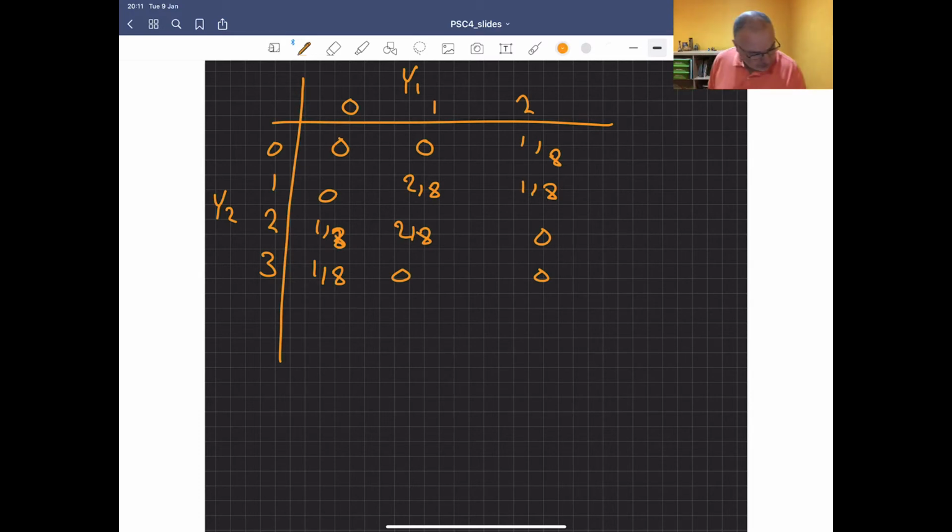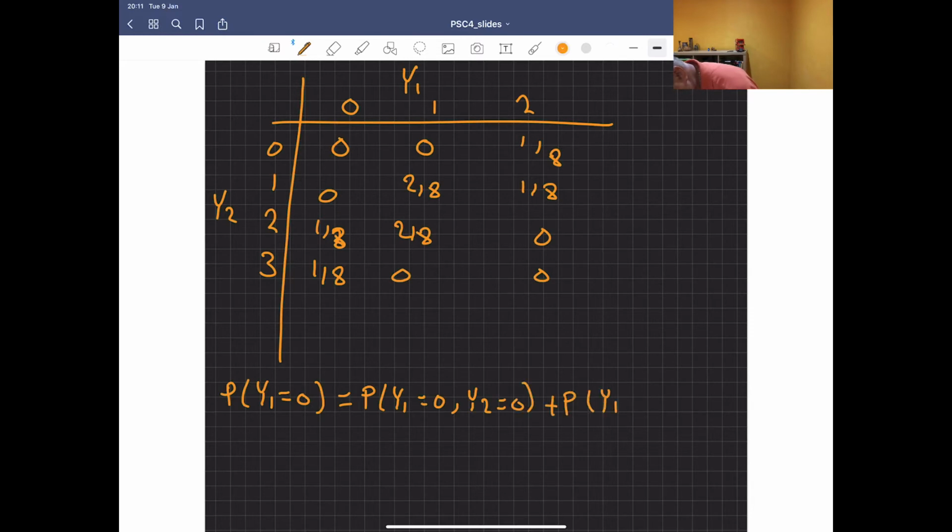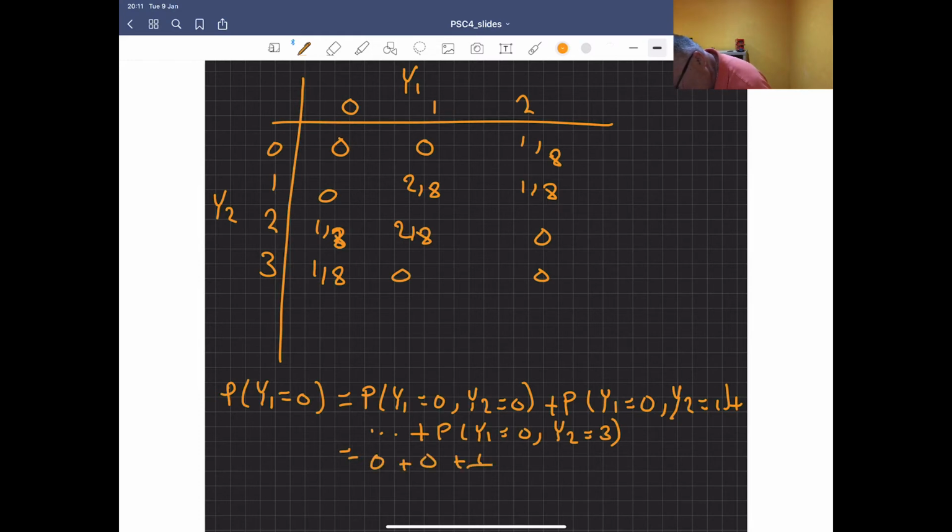So let's imagine we wanted to first of all get the probability that y1 equals 0. Well, we can use the law of total probability. That's the probability that y1 equals 0 and y2 equals 0, plus the probability that y1 equals 0 and y2 equals 1, plus dot dot dot, plus the probability that y1 equals 0 and y2 equals 3. If we substitute that all in, you will see that that's going to be 0 plus 0 plus an eighth plus an eighth, which is 2/8.